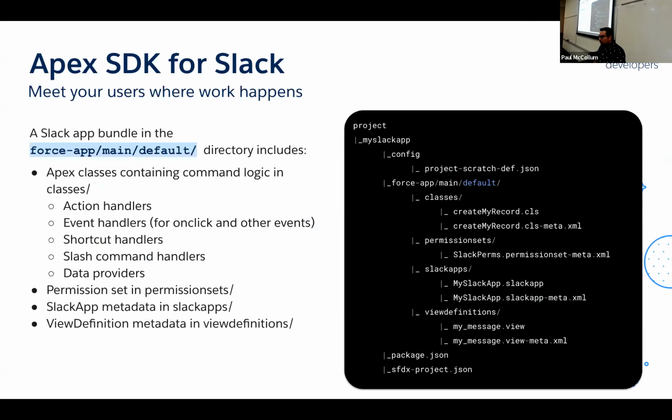Okay, and this all happens in your SFDX project. Inside of force-app, you will have your Apex classes that you can use in your Slack app. You have to assign a permission set to be able to access the Slack app. You then have a Slack app file, so a .slackapp in your directory, and then you have your view definitions for crafting those surfaces that you can then send to your users. And that all exists within your Salesforce project, which I think is really cool. The fact that you can scaffold all of this directly inside of Salesforce.